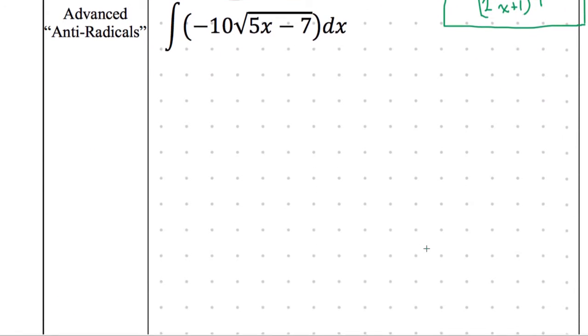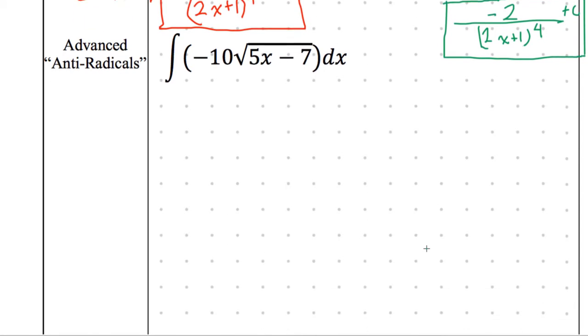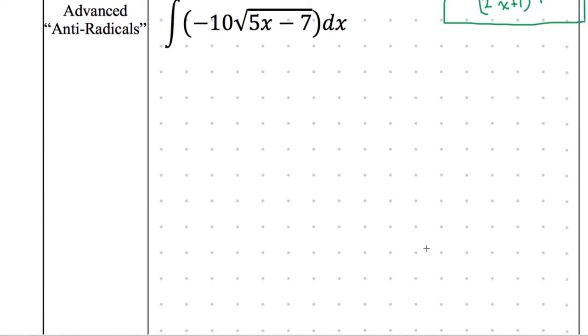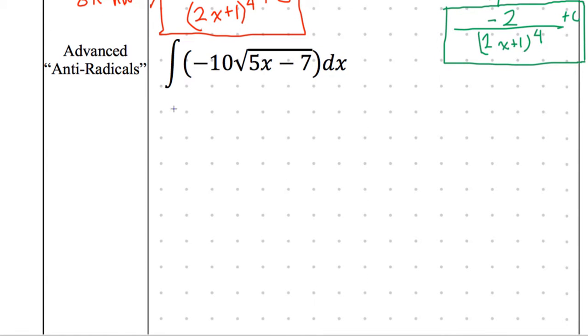It looks like I annoyed Arrow by saying we should do one thing, but saying we could also do another thing. Advanced anti-radicals. You know how to get rid of a radical. Let's go ahead and change that form. Change that form to what? It would be negative 10 times 5x minus 7 to 1 over 2, 5x minus 7 to the power of 1 over 2. Don't forget your dx.